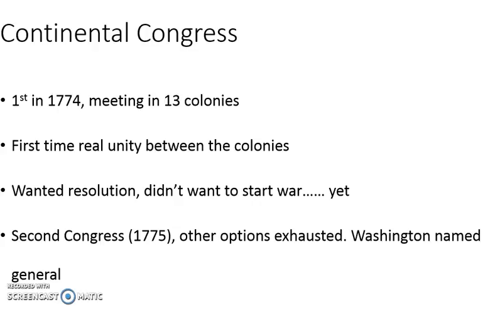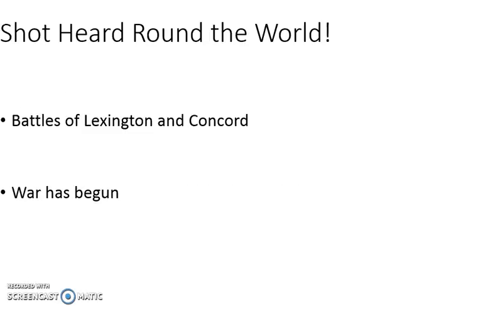It was really like the first meeting between the 13 colonies, the first time the colonies really started to try to become unified. Initially in this Congress, they decided they wanted to try to work it out. They wanted to try to make some negotiations, but ultimately they didn't want a war, at first, anyway. And then by the time the Second Continental Congress comes around in 1775, it appeared that all other options were exhausted, and that war was basically inevitable. So in the Second Continental Congress, they named George Washington the General, which sets the stage for the shot heard around the world, and the war had begun.